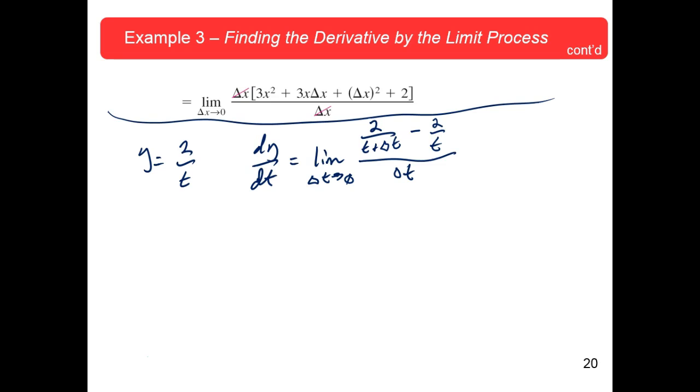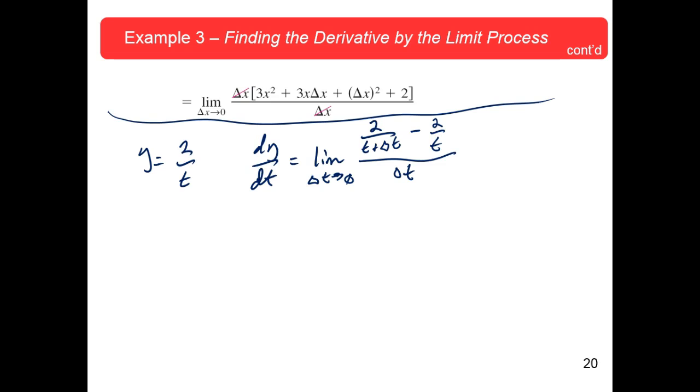What are you going to do to that numerator? What is that a difference of? You're going to have to multiply by the... Say it. Common denominator? Ah, yes, these are fractional forms. Whenever you do fractional forms, you've got to have a common denominator. What would be your common denominator? It would be t plus delta t.